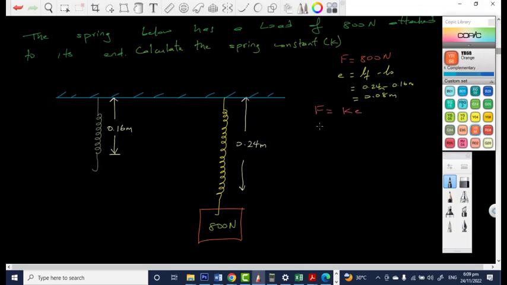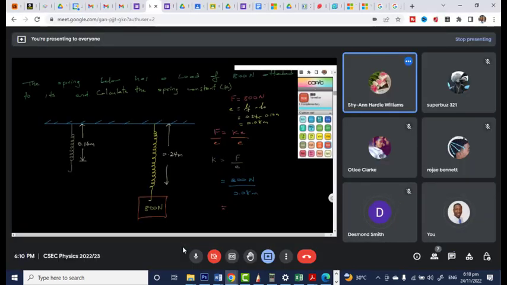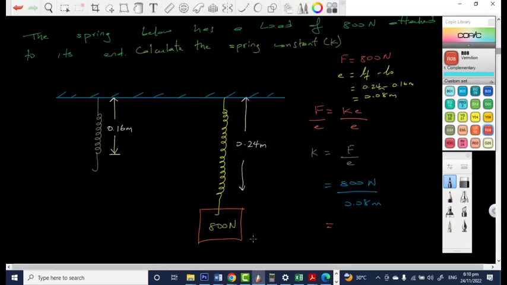So k is our unknown, so we need to make k the subject. Dividing by e allows us to see that k is going to equal the force divided by the extension e. So the force now is 800 newtons, and the extension is 0.08 meters, and this works out to be what? So 10,000 newtons per meter. Alright, so 10,000 newtons per meter. Are we okay with that?